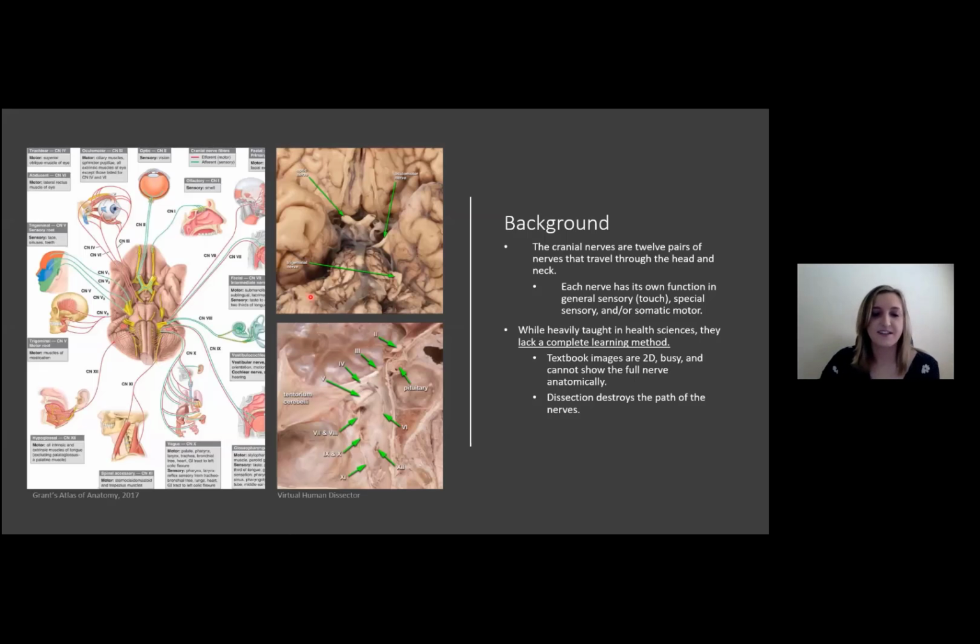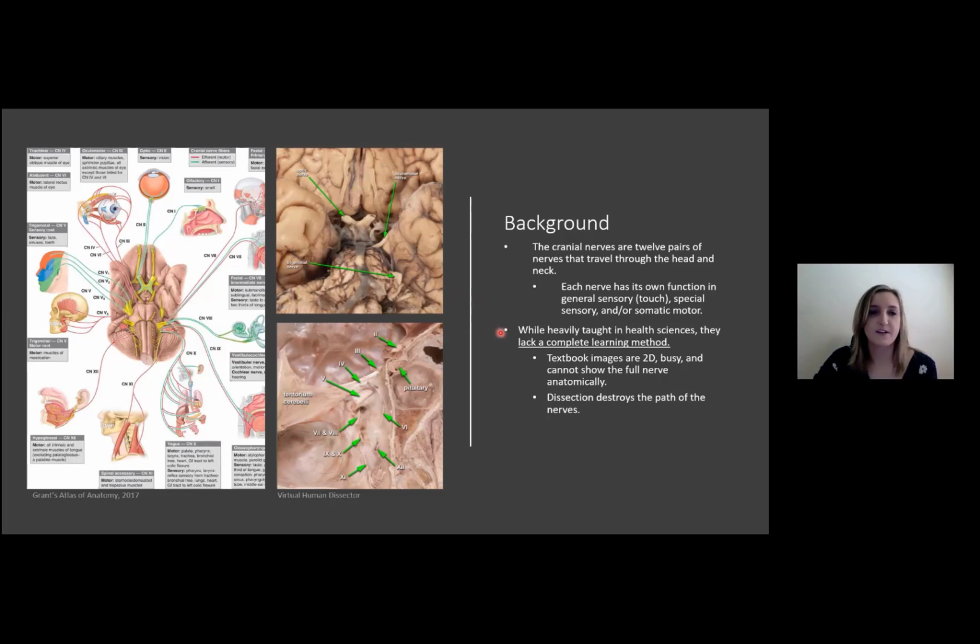So just a little bit of context, the cranial nerves are 12 pairs of nerves important for head and neck anatomy. They have functions in general sensation and special senses like sight, smell, taste, hearing, and balance, yet they lack a complete learning tool, even as heavily as they're taught and as important as they are anatomically and clinically.